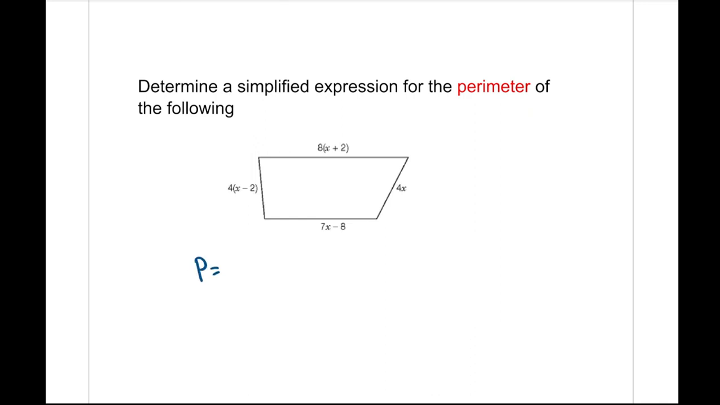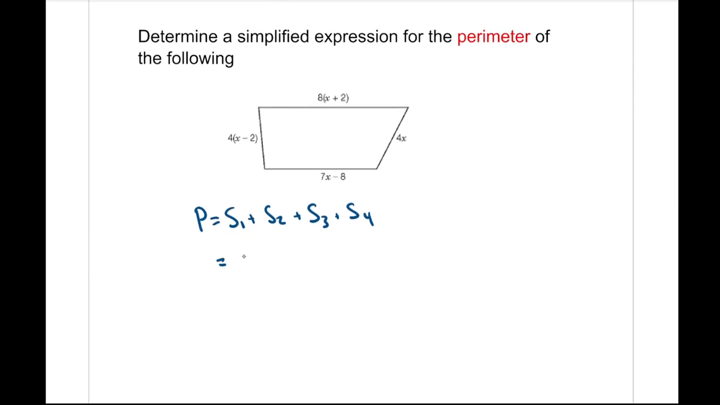Perimeter is just going to equal all the sides added up. So side 1 plus side 2 plus side 3 plus side 4. Side 1, we could say, is 4 times x minus 2, plus the next side, which is 8 times x plus 2, plus 4x, plus 7x minus 8. One thing to keep in mind, because it's addition, I don't need to really worry about putting brackets around it, because nothing's really going to change. If it was subtraction, I would have to put brackets around it.